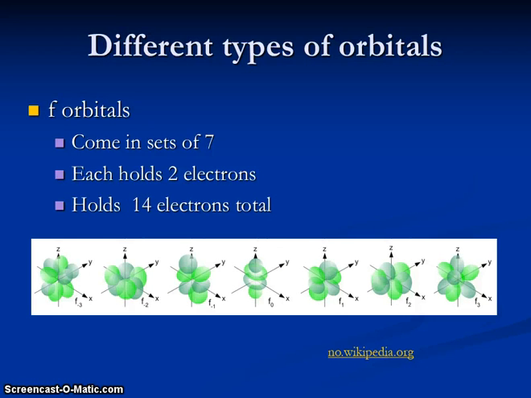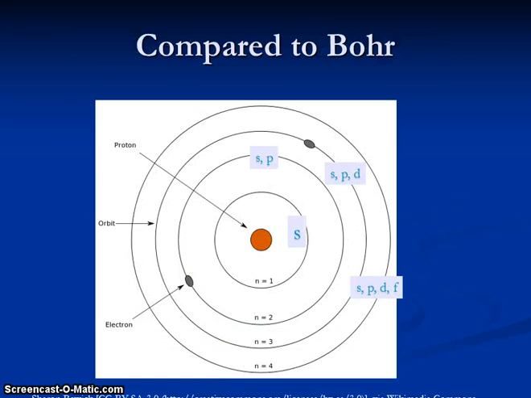So we have s orbitals, we have p, we have d, and now we have f orbitals. So how does this compare to Bohr? Well, Bohr was really simple because you drew this nice little diagram and nice little circles. And here we had energy level 1 that could hold 2 electrons. And here we had energy level 2 that we could hold 8 electrons, so 8 little dots. Here we had energy level 3 that could hold 18 electrons. And here we had energy level 4 that could hold 32 electrons.